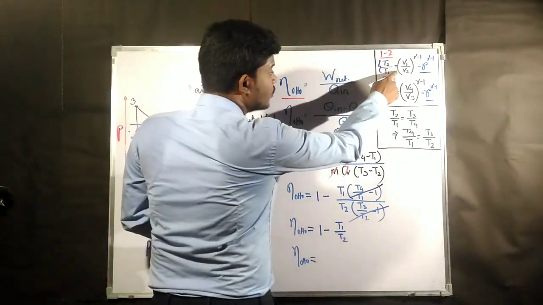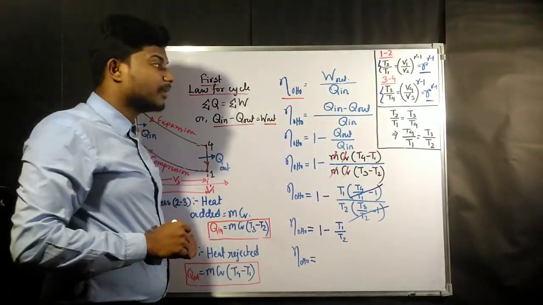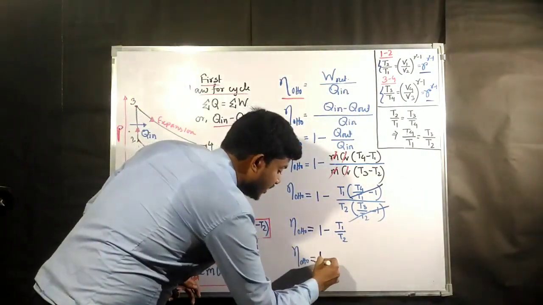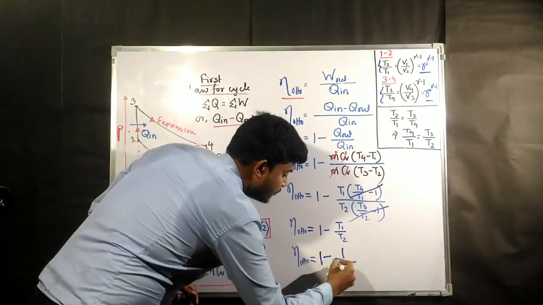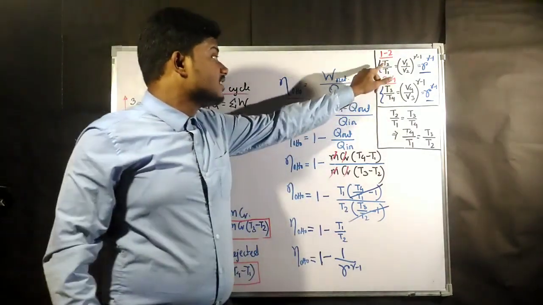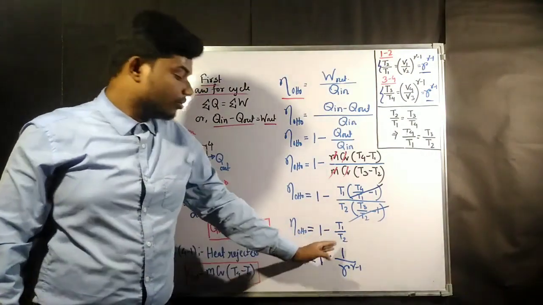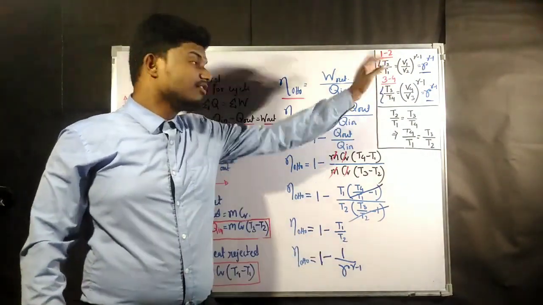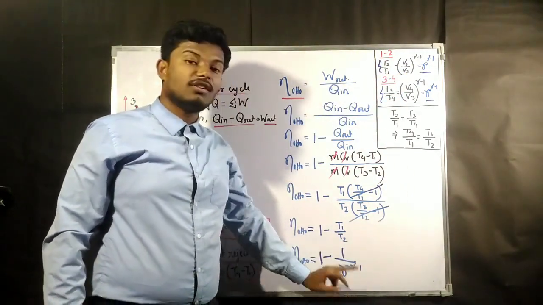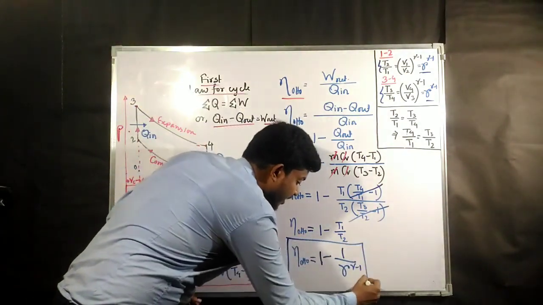Now from here you see that T2 by T1 is equal to R to the power gamma minus 1. Here it is T1 by T2, so in place of this we can write 1 minus 1 by R to the power gamma minus 1. Since it is T2 by T1, it is directly R to the power gamma minus 1. Now it is T1 by T2, so we write the reciprocal of this one. So this is the final formula of the Otto cycle efficiency.